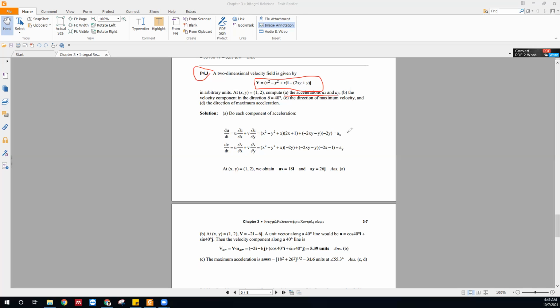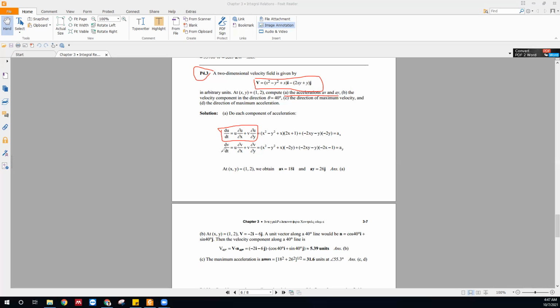acceleration ax and ay. Now we have the velocity equation, right? And we need to calculate the acceleration ax and ay. How can we do that? We can take the derivative of V to calculate the ax and ay. Because this is a two-dimensional xy flow, we can use these two equations. Du/dt equals u ∂u/∂x plus v ∂u/∂y. So that's for along the x direction, okay?